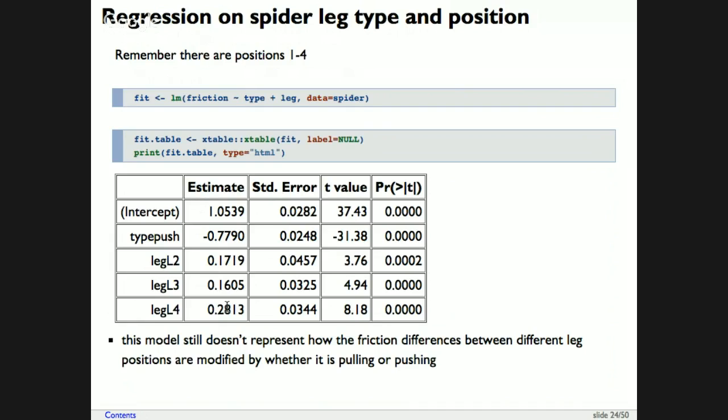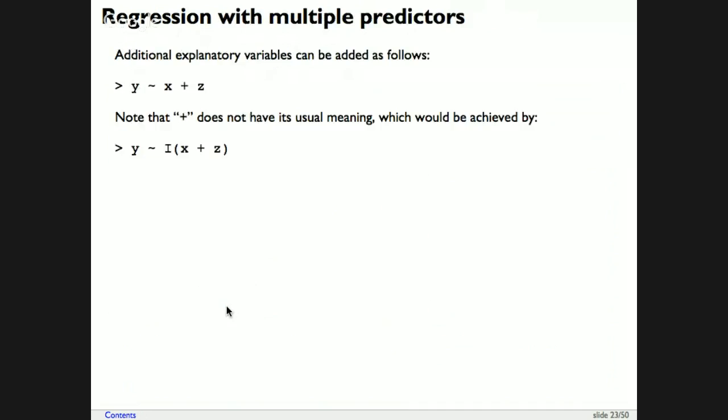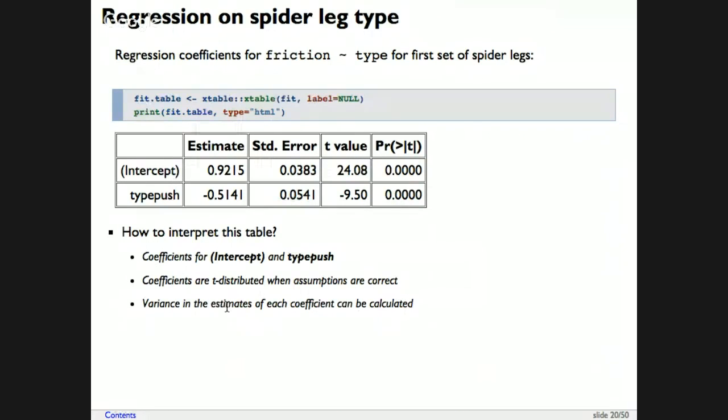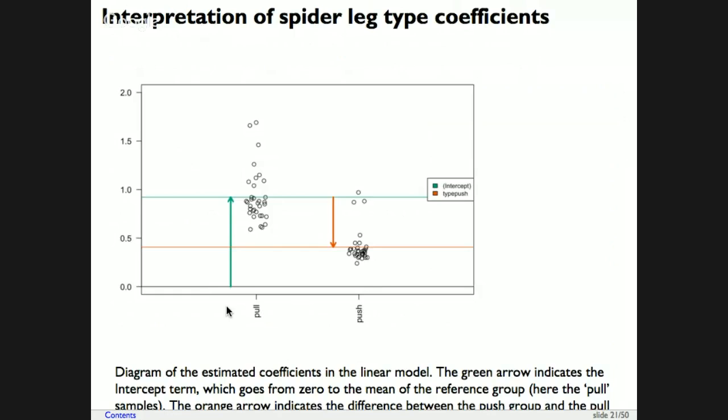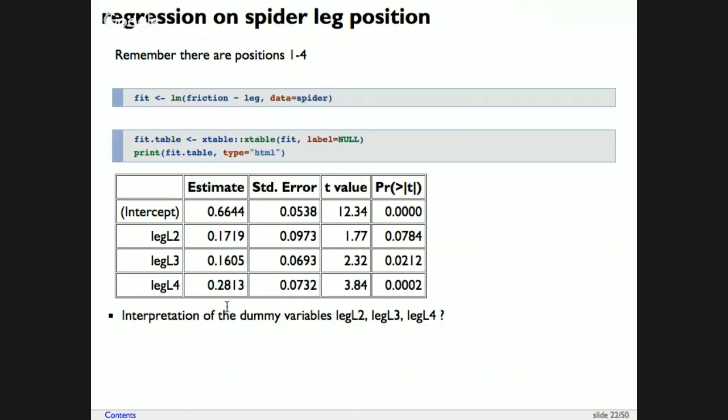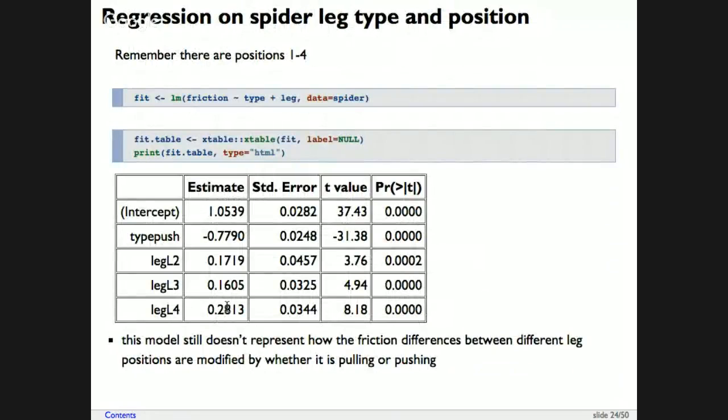Let's look back again. So minus 0.779 and then 0.171628. No, the intercept is different, but these coefficients are the same. Okay, this one is not the same, but what was that? Minus 0.51. These three are the same. But you'll notice that these p-values are now much smaller than they were.